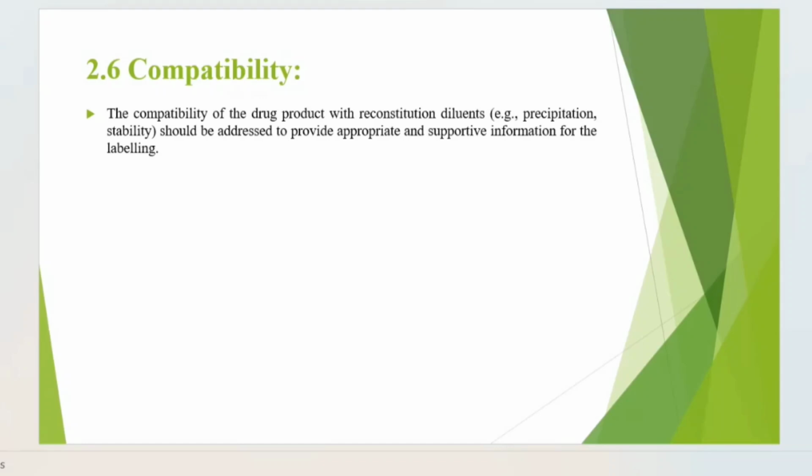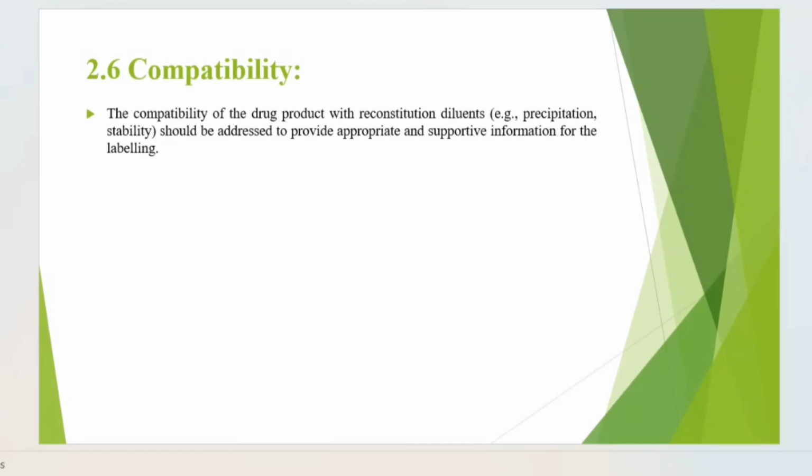So in this way, these are the contents of the pharmaceutical development report. I will briefly explain how the QTPP will be established before initiating the pharmaceutical development. QTPP means quality target product profile.